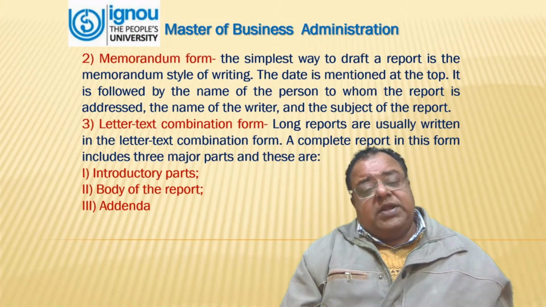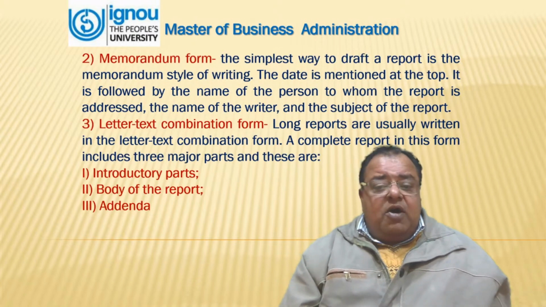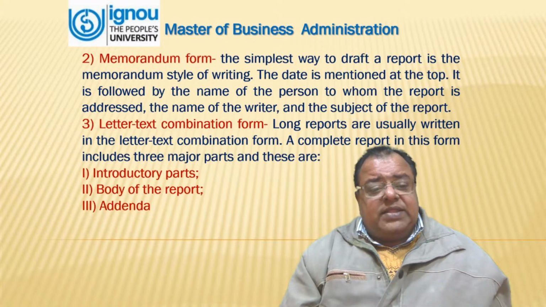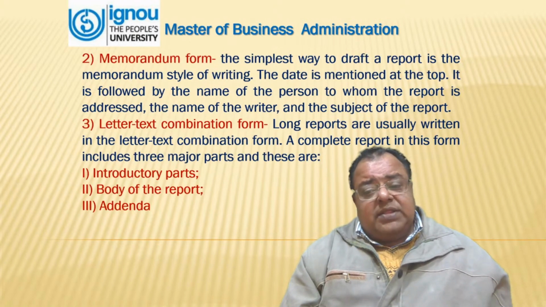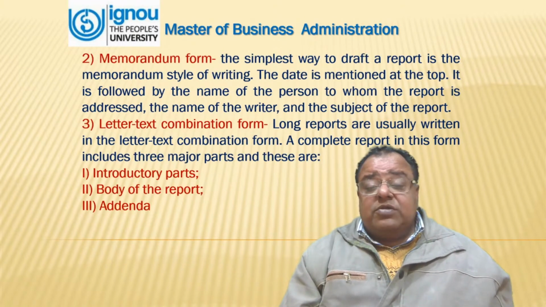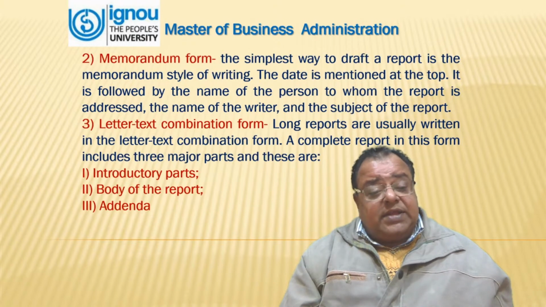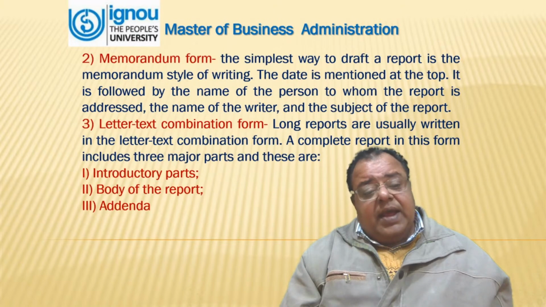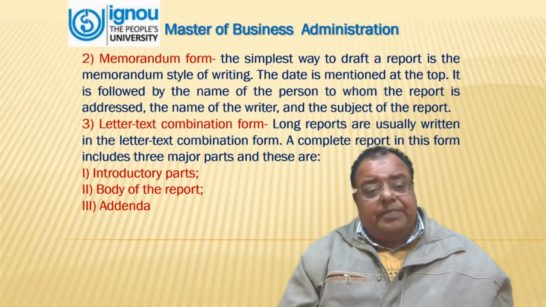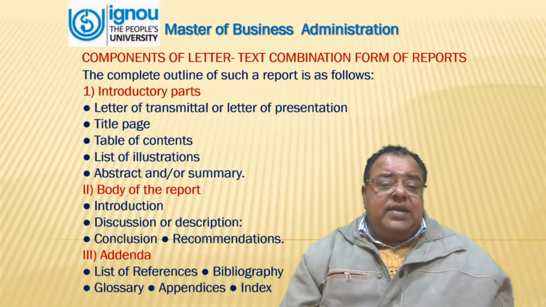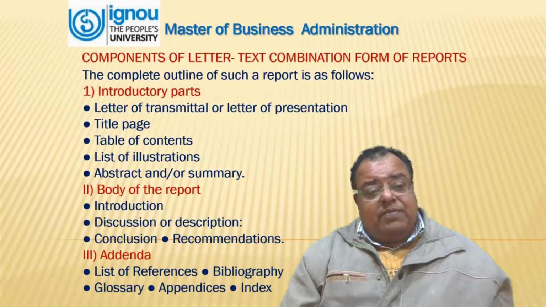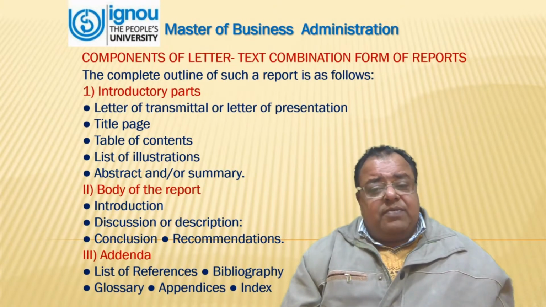letter text combination form. Here, long reports are usually written in the letter text combination form. A complete report in this form includes three major parts, and these are introductory parts, body of the report, and addenda. What are the components of letter text combination form of reports? The complete outline of such a report is as follows.